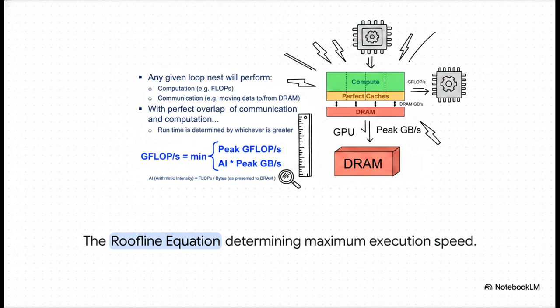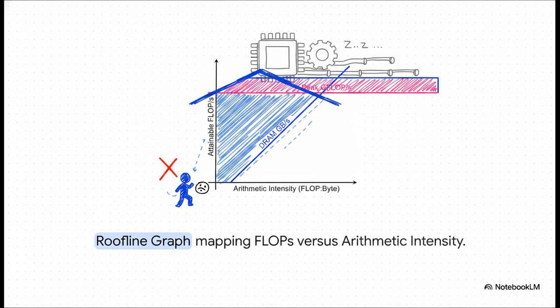Your maximum speed in gigaflops per second is the lesser of two things, either the absolute peak processing speed of the hardware or your arithmetic intensity multiplied by the peak memory bandwidth. Plotting that equation creates a literal roof on our performance graph.